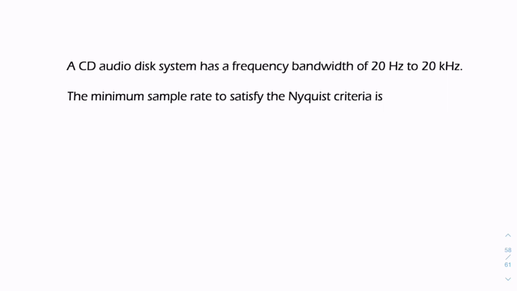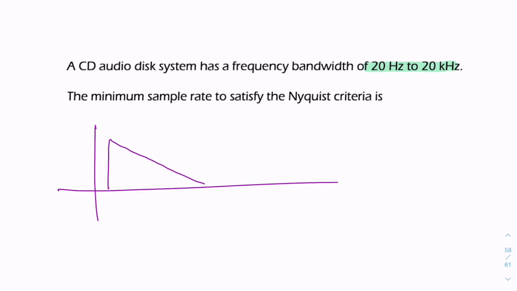Here we're given a baseband signal with a lower and a higher frequency. So we have a low frequency of 20 Hertz and an upper frequency of 20,000 Hertz. So this is our baseband signal, this is our message, this is what we're trying to sample.